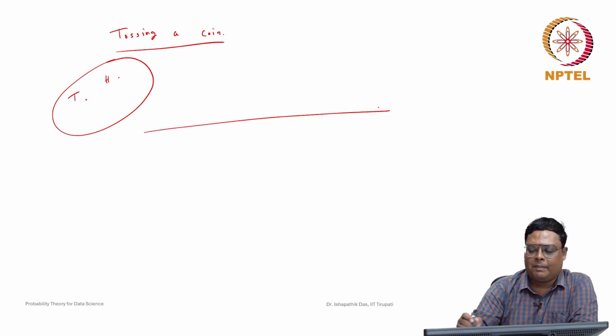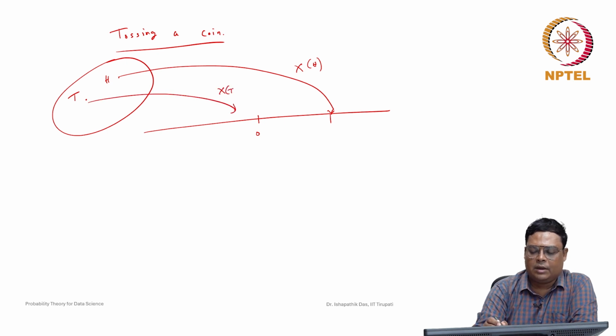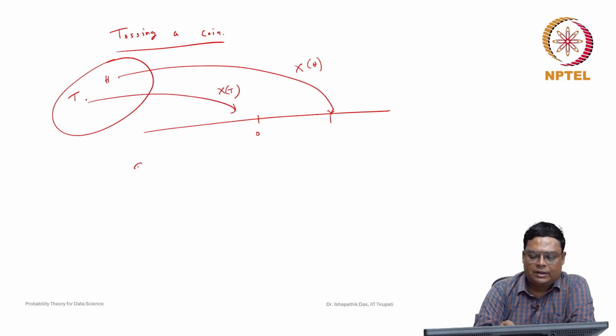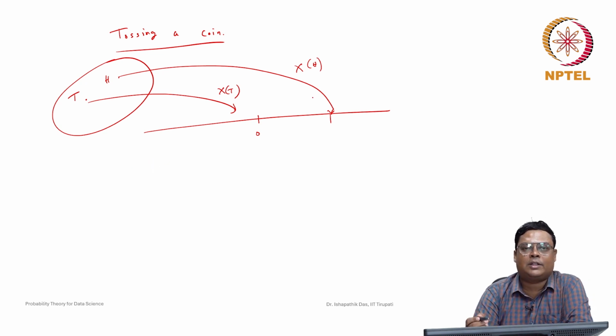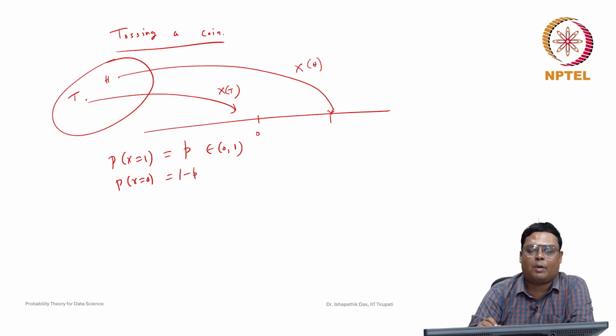Then, we consider a random variable X with X of head equal to 1 and X of tail equal to 0. Now, if it is a discrete random variable, we represent it by a probability mass function, which is easy. Probability of X equal to 1 is p, where p belongs to 0 to 1, and probability of X equal to 0 is 1 minus p. This is the probability mass function.